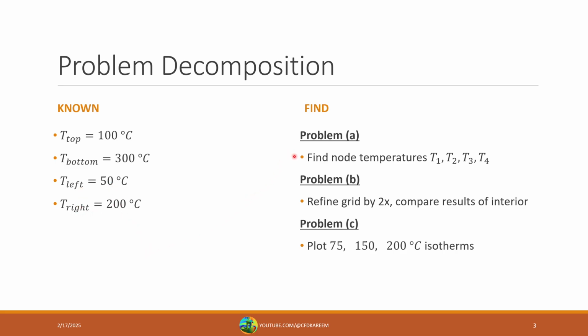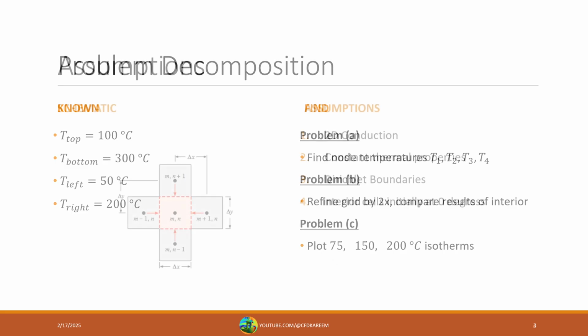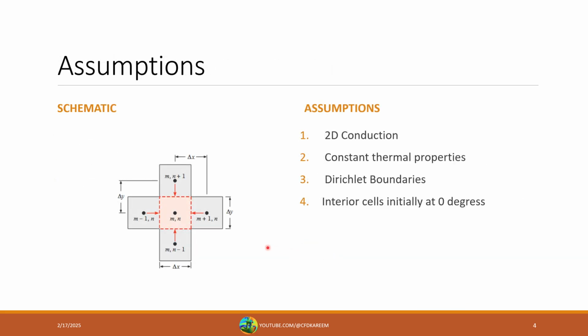We'll lay out what we want to find. So for problem A, we need to find the node temperatures from T1 to T4. For problem B, we need to refine the grid by 2 times and compare the results at the interior to the previous problem with the coarser grid. And then finally for problem C, we need to plot the 75, 150, and 200 degree isotherms. So our schematic is going to look like this.